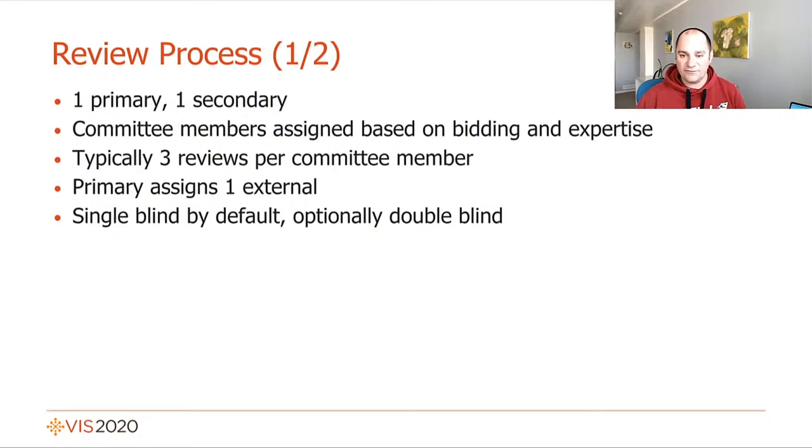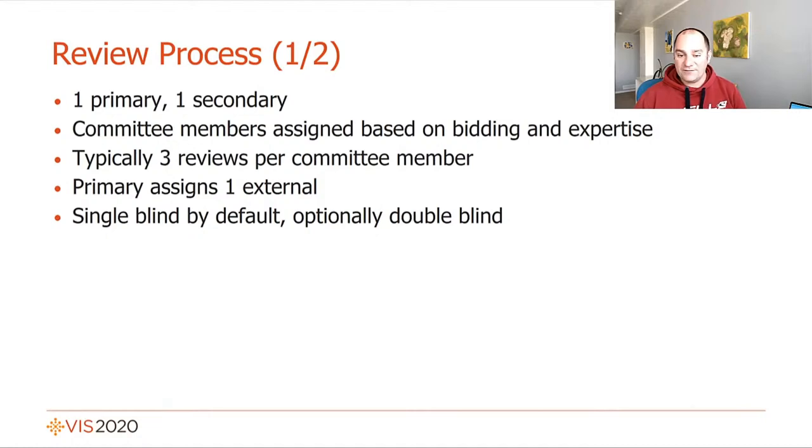So I'll walk you through our review process this year. Each paper was assigned a primary and a secondary reviewer drawn from our program committee. The committee members were assigned to the papers based on the bidding and their expertise. We typically assign three reviews to each committee member. The primary then assigned one external reviewer to a paper. And then authors had the choice to submit papers either as single blind or as double blind.